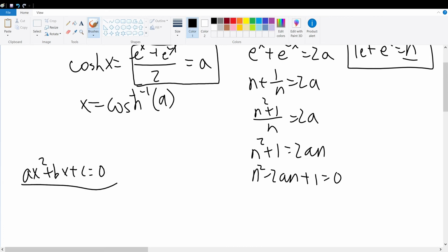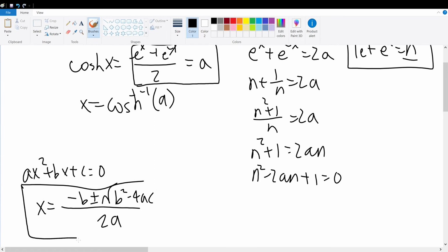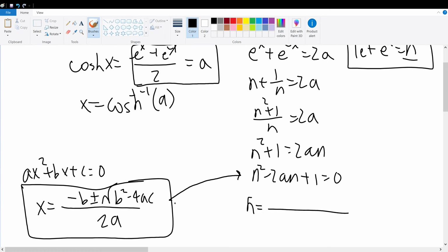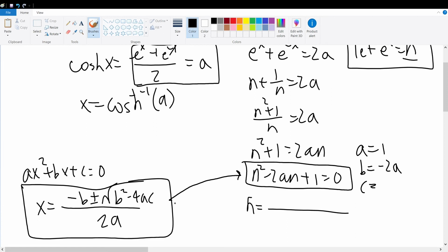This is the format of the quadratic equation, with the quadratic formula being the equation to solve the variable x to be equal to negative b plus or minus the square root of b squared minus 4ac, divided by 2a. We're going to apply the quadratic formula to n squared minus 2an plus 1 is equal to 0, a quadratic equation, to find the value of the variable n. Within this quadratic equation, the a quantity will be equal to 1, the b quantity being equal to negative 2a, the c quantity being equal to 1.